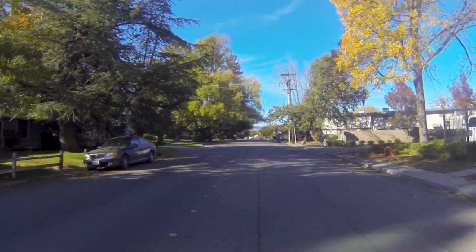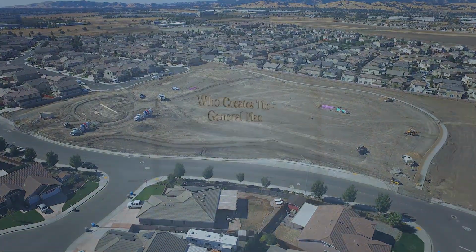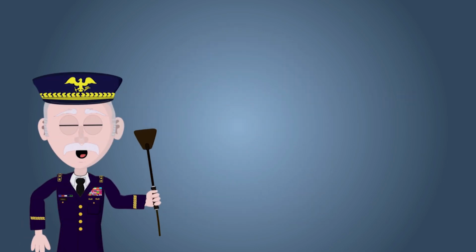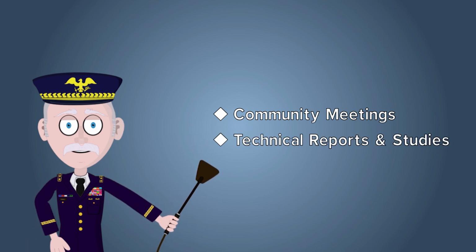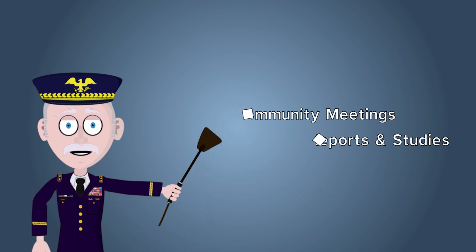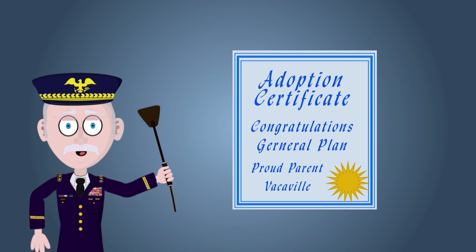Same thing goes for public improvement projects. The City Council and City staff use the plan to determine which streets might need to be widened or where new parks will be needed and things like that. Who creates the general plan? Creating the general plan is a multi-year process that involves many community meetings, technical reports and studies, drafts, and public hearings. Once those are completed, the City Council formally adopts the general plan. From then on, it is binding on the city and community.